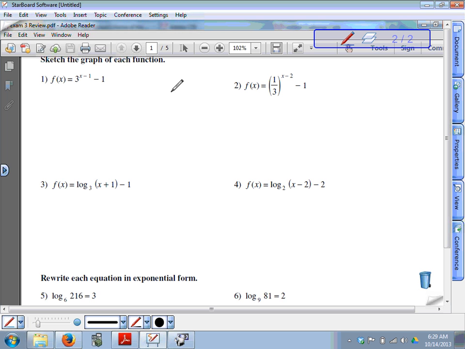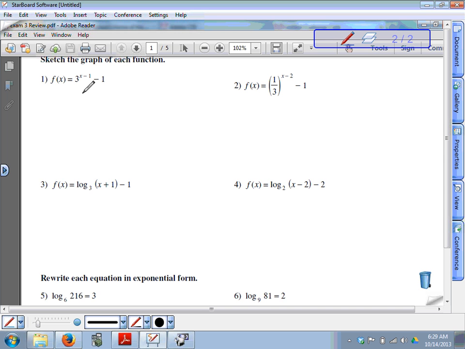Okay, this is a recording for the review for exam 3, exponentials and logarithms. First 4 questions are graphs. First 2 are exponential graphs. They come from section 5.1, graphing exponentials. Questions 3 and 4 come from section 5.2, graphing logarithmic functions.